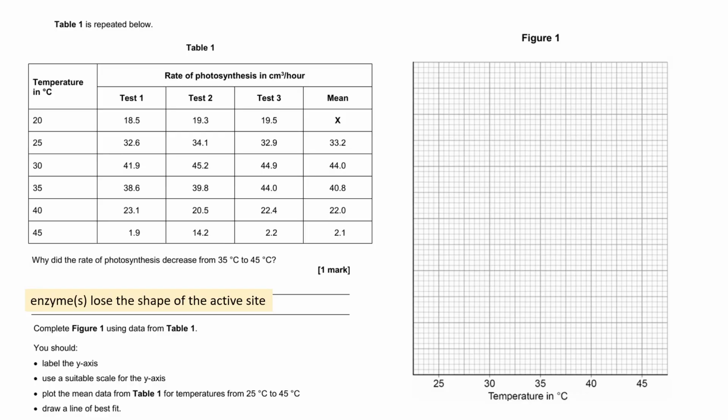Now, here they said, why did the rate of photosynthesis decrease from 35 to 45 degrees Celsius? From 35 to 45 degrees Celsius, remember the enzymes that help in the rate of photosynthesis will begin to denature. And once the enzyme denatures, the active site will change shape. So there will be no substrate that will bond to it. So the rate of photosynthesis will decrease.